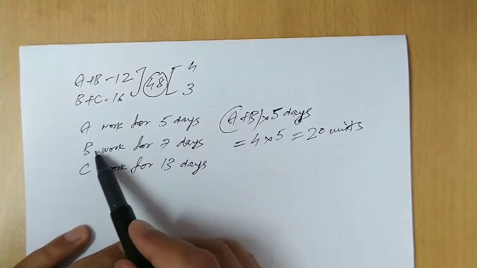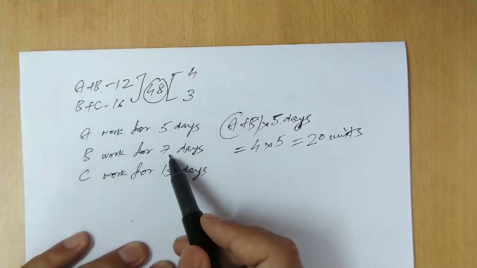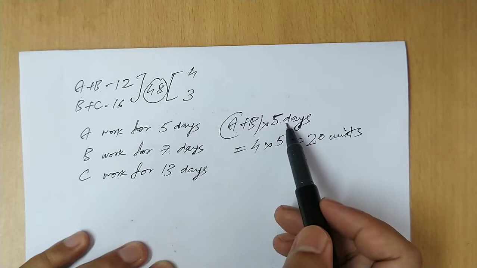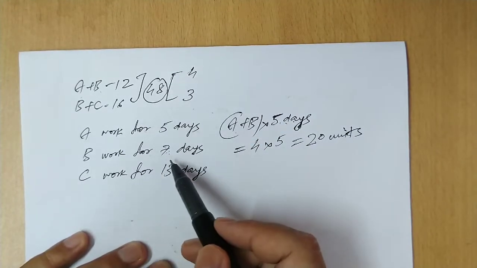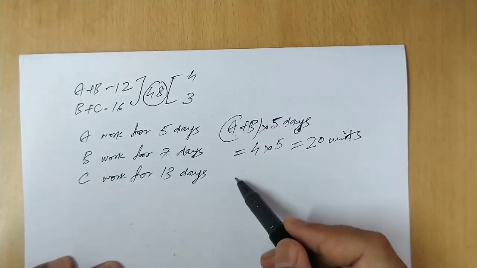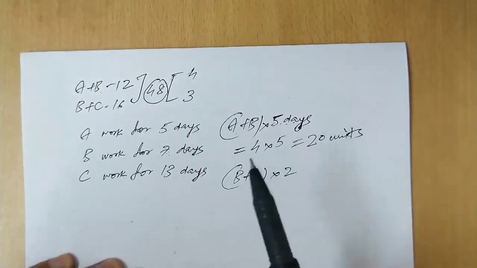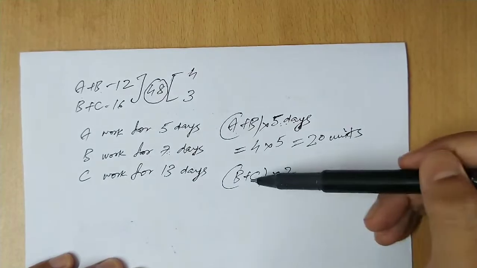Okay. Now B has worked for 5 days. Remaining work is how much? Remaining days. He has worked for 7 days. So 5 days he already worked with A. Now 2 days he has to work. Now let's say B and C, they worked for 2 days. So B worked 5 days with A and 2 days with C.